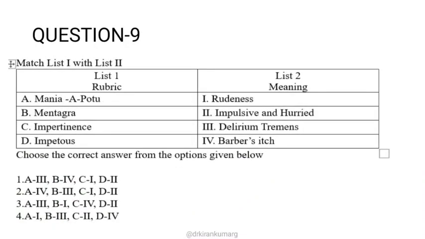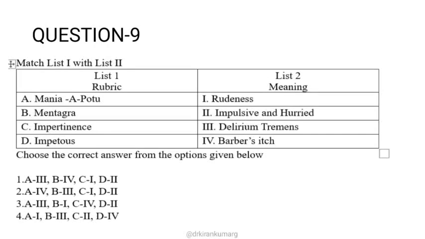As I already told multiple times, always try to attempt match the following questions, because if you are able to figure out one match exactly, there are chances of getting the question right, and it's quite easy also, majority of the time, because the options will direct you to the right answer as well. Say for example here, under list 1 you have rubrics, and list 2 is the meaning of the rubric. You need to identify the right meaning of the rubric. Here there are 4 options.